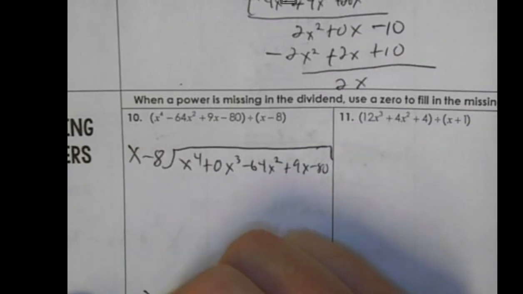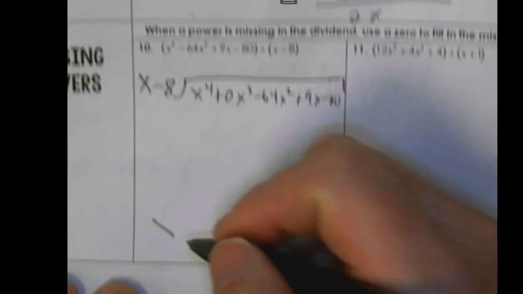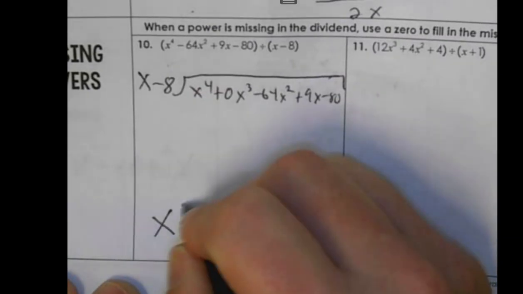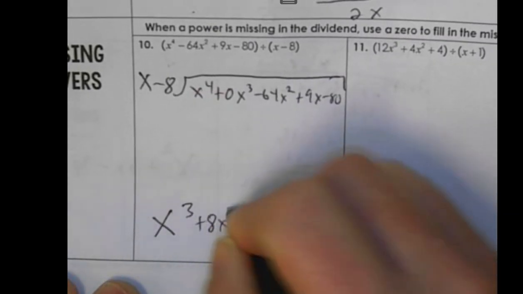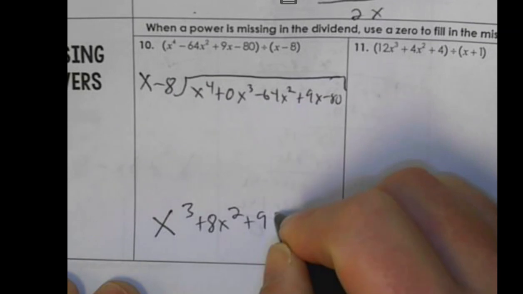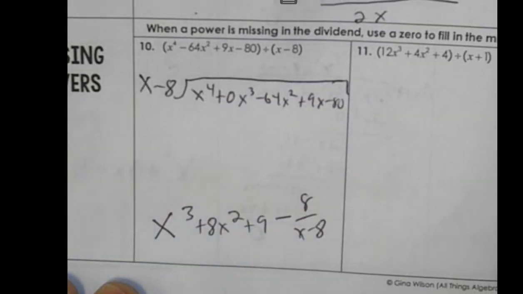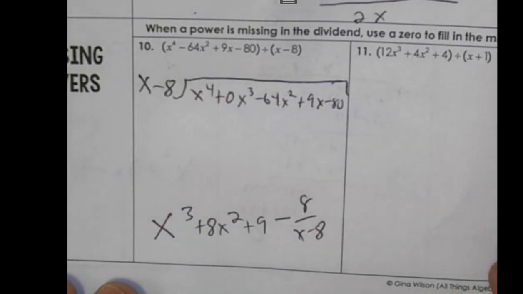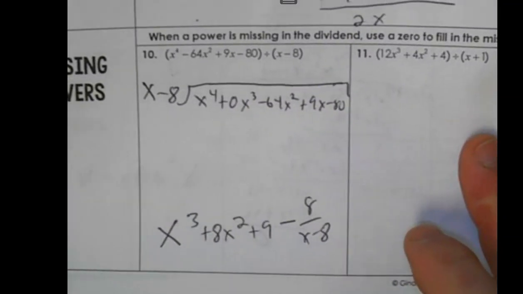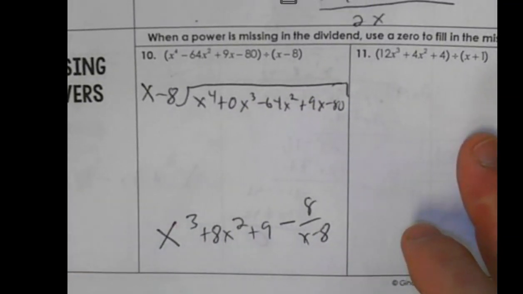Awesome. Welcome back. Your answer is going to be x cubed plus 8x squared plus 9 minus 8 over x minus 8. So that's how it happens when you're missing spots. You just fill in zeros for placeholders. Okay, that's long division.